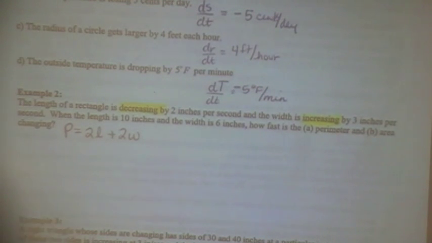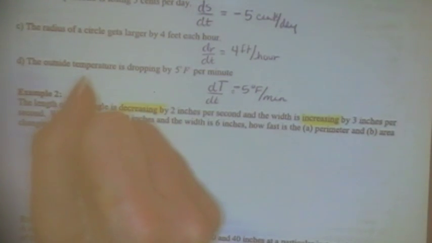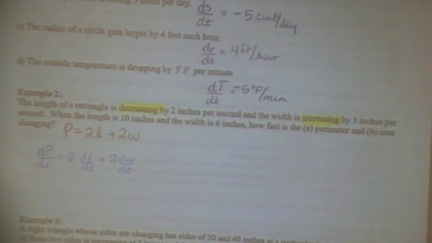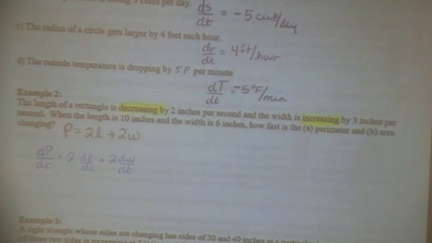So we are going to d/dt both sides. And that would give me dP/dt equals 2 dl/dt plus 2 dw/dt. I am looking for how fast the perimeter is changing, so I am looking for dP/dt. So hopefully I have a dl/dt and a dw/dt. So that's where I have this decreasing and increasing. Make sure I don't miss them.